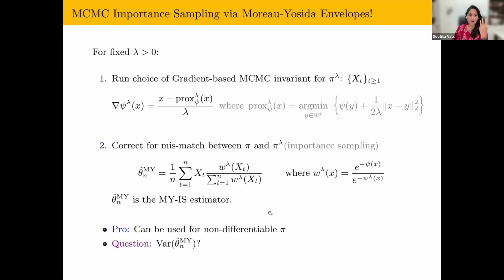Okay. Now, a pro immediately is this can be used for non-differentiable targets as well as targets that have very thin tails and have not reliable gradients in the tails. But then naturally in any importance sampling paradigm, a good question to ask is what happens to the variance of my estimator? Can we say anything? Can I trust this estimator at all? So I'm going to focus on some of this in the next part of the talk.